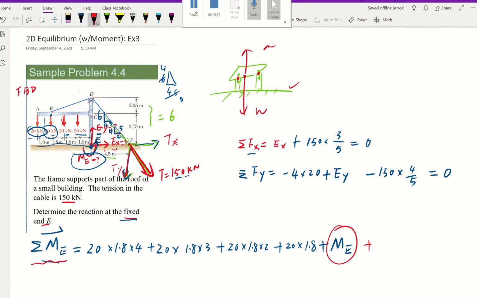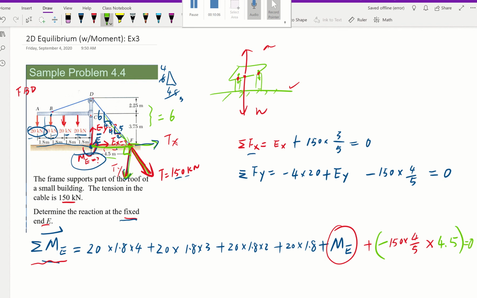Do we know TY already? TY is 150 times 4/5. That's the force. And what's the moment arm for TY? If we draw it, the moment arm would be from here to here, perpendicular, and that times 4.5. And this force rotating about E is a clockwise rotation, so this is going to be negative. All of that equals 0.